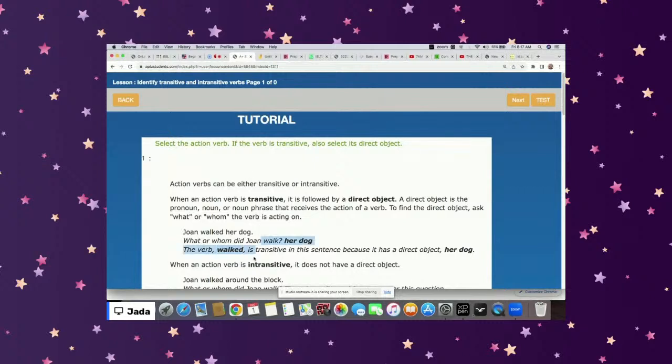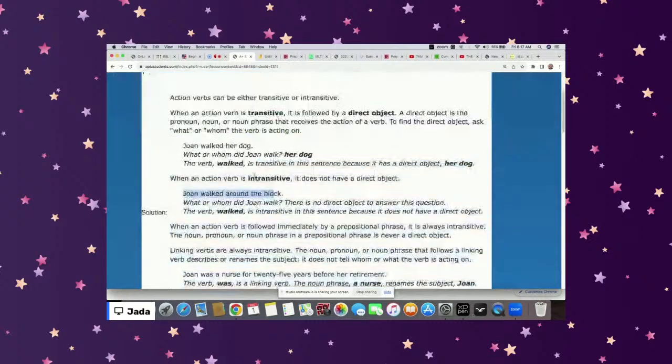So the next is when an action verb is intransitive, it does not have a direct object. So take note that the transitive has a direct object, but the intransitive does not have an object. Joanne walked around the block. What or whom did Joanne walk? There is no direct object to answer the question. So you can see the difference: in the transitive, she was walking her dog, but in the intransitive, she's just alone. She's not walking anything. She's just by herself. So there's always no direct object in the intransitive.